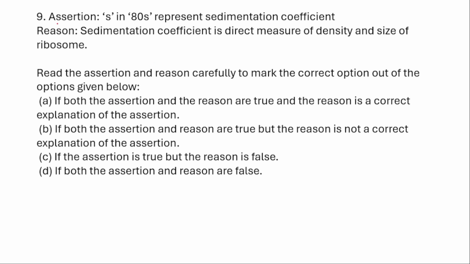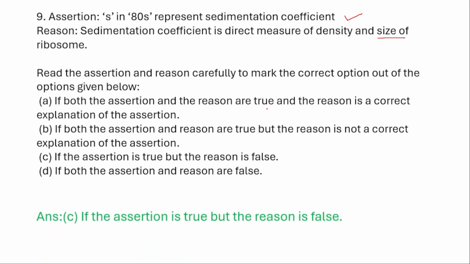Okay, let me start. Assertion: S in 80S represents sedimentation coefficient. We are talking about the ribosomes here. Reason: sedimentation coefficient is a direct measure of density and size. The S alphabet in 80S represents sedimentation coefficient. It is correct, but that won't measure the size of the ribosome. So the answer is assertion is true, but reason is false.